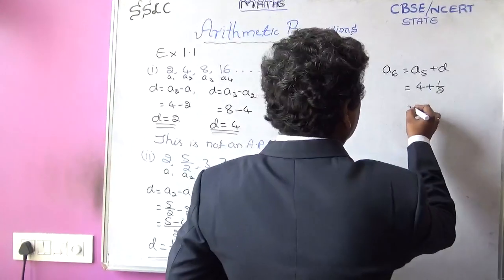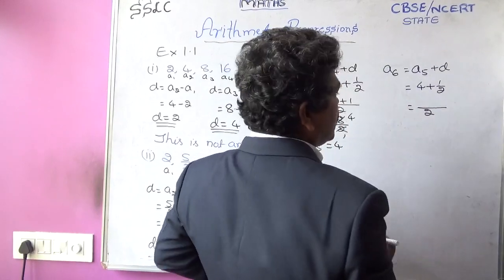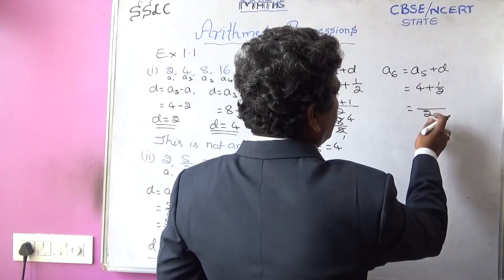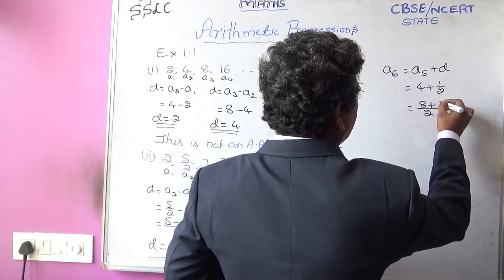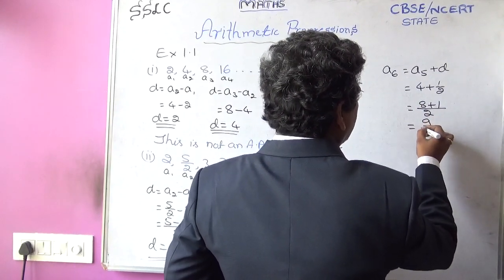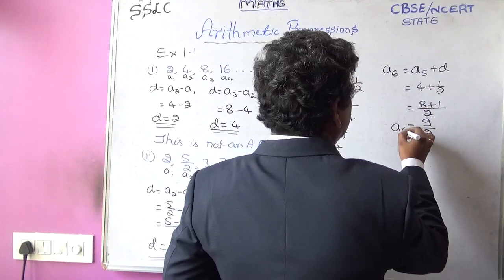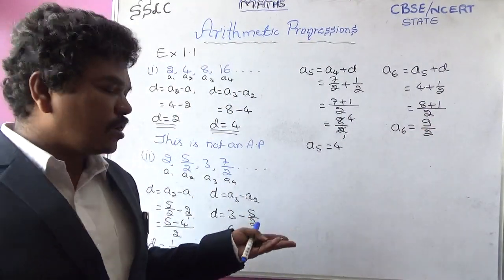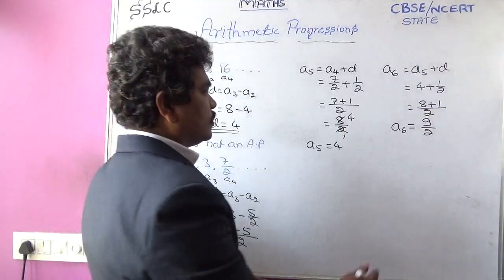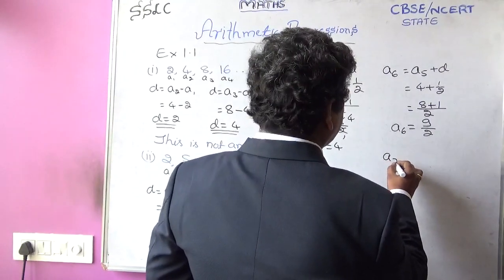So that gives you, by taking the LCM, you have to multiply this one: 2 4s are 8, plus you write 1 as it is, 8 plus 1, 9 by 2. So this is the 6th term. Then you write one more term. They have asked to find 3 terms, so we have to find the 7th term.